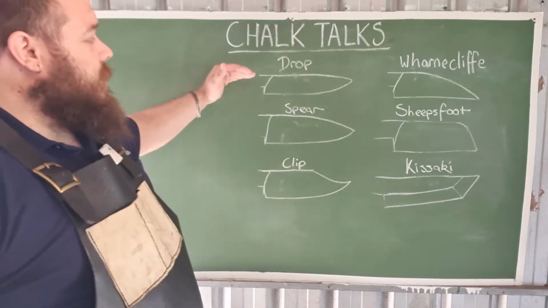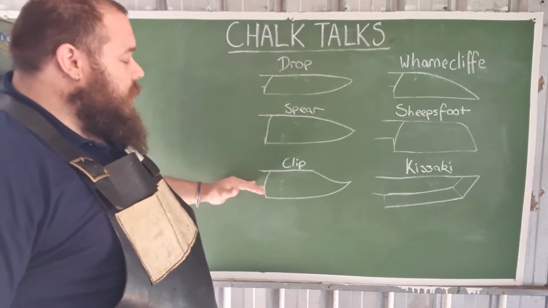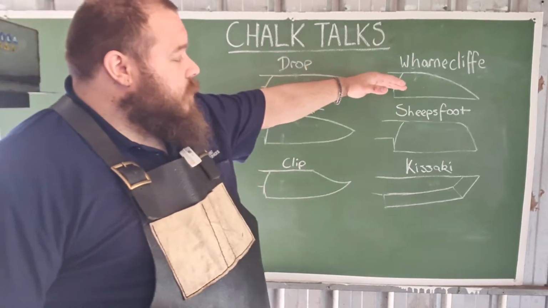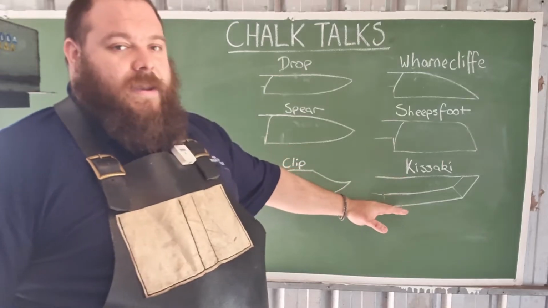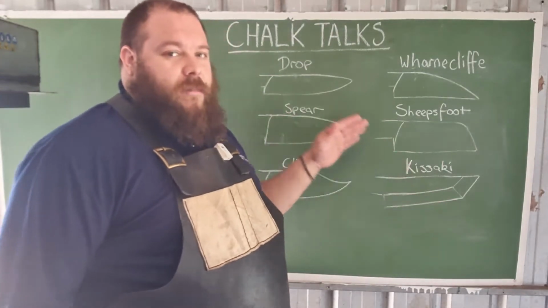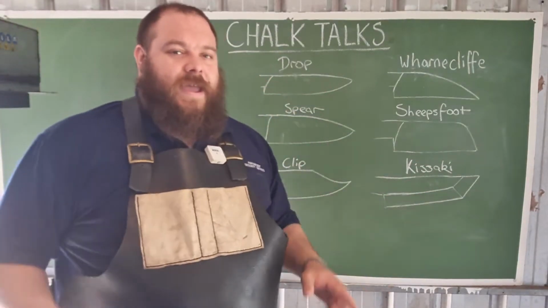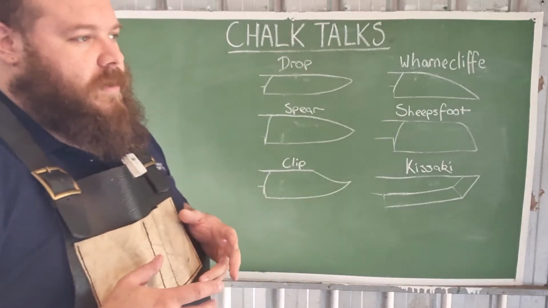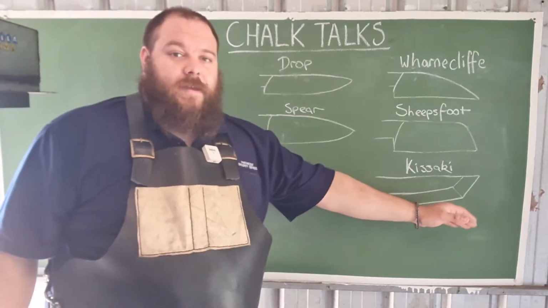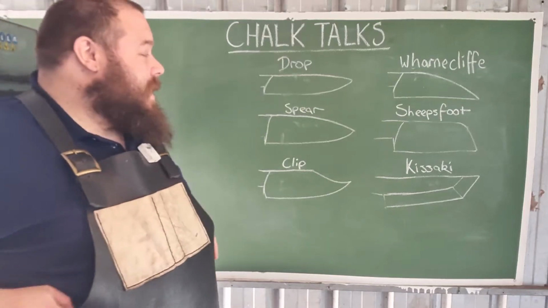So obviously, from the top left here, we have the drop, the spear, and the clip points. And then we have Wharncliffe, sheep's foot, and a Kisaki, which is basically a modified drop point, if we're being realistic. And a Kisaki tip is sometimes known as a Tanto profile, although traditional Tanto did not have Kisaki. But we'll get into that at a later date.